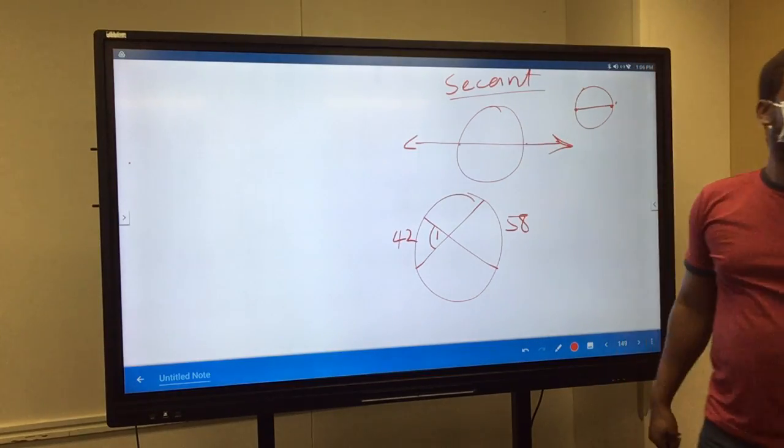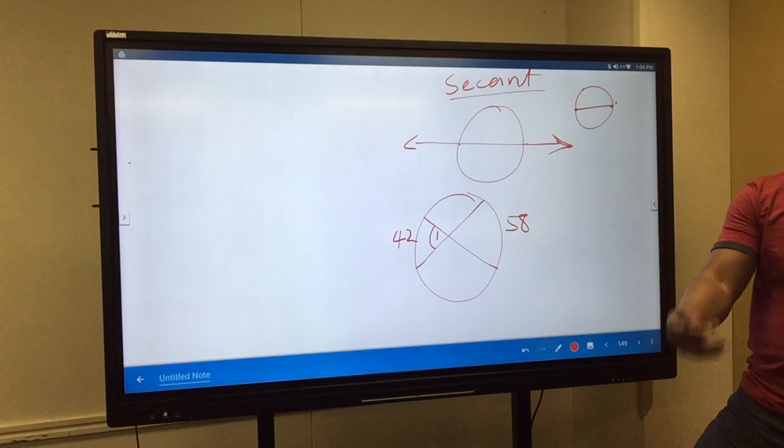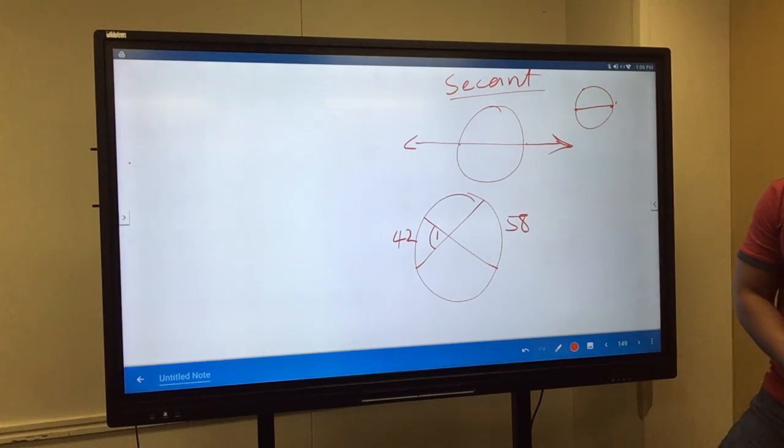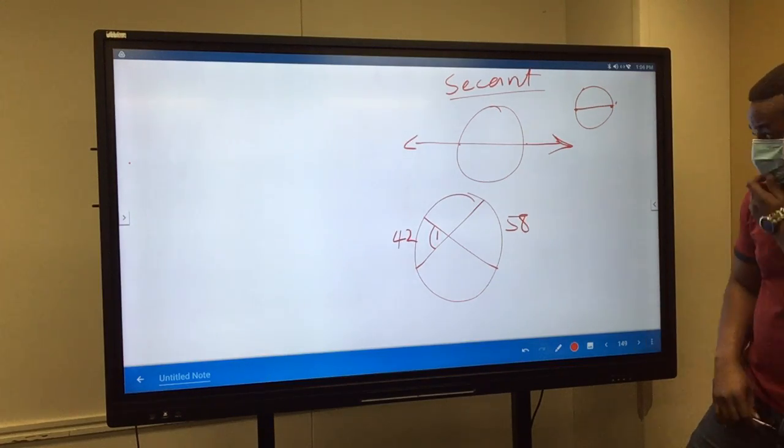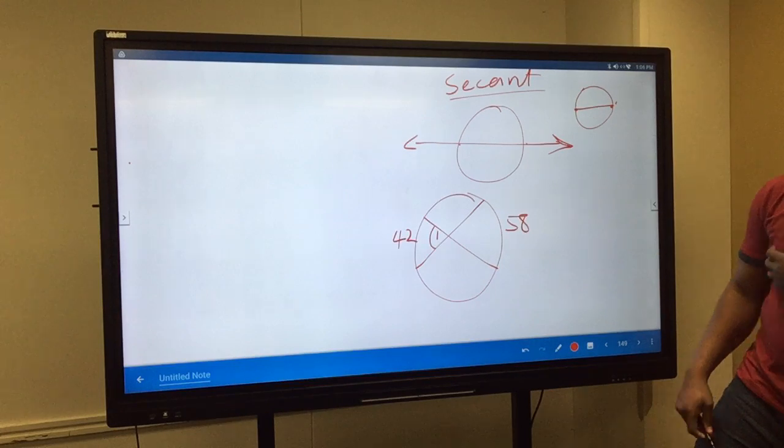Here, this is called a secant, alright? Yeah, I know we have forgotten. We just came back from spring break. I would have forgotten too. If I didn't study, probably I would have forgotten. Okay, so that is called a secant, alright?